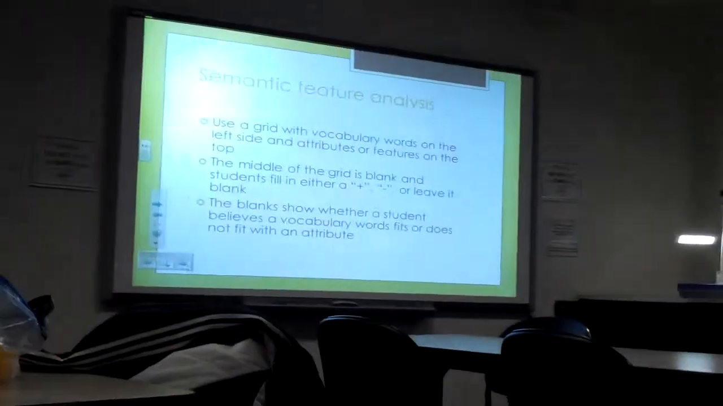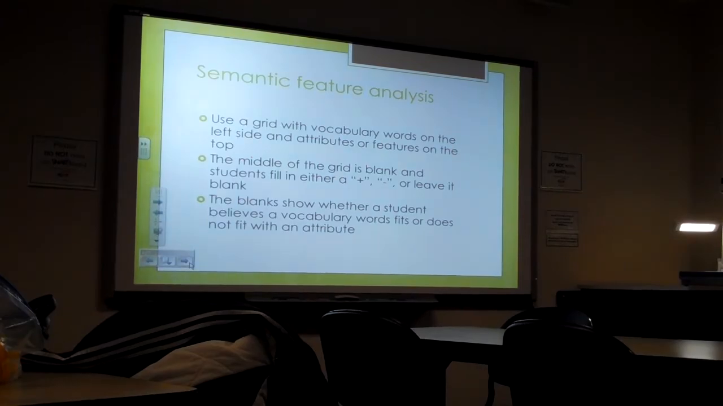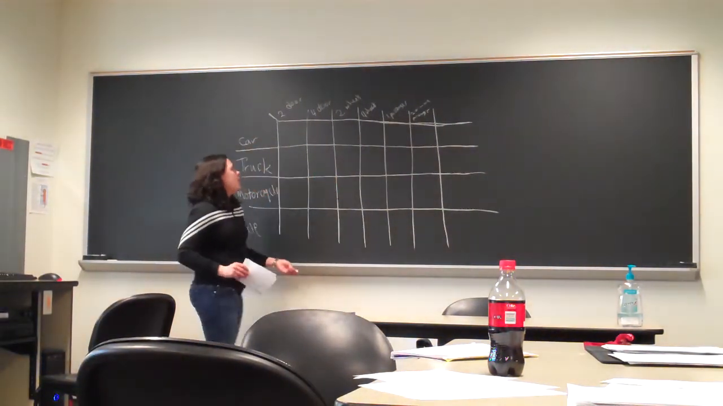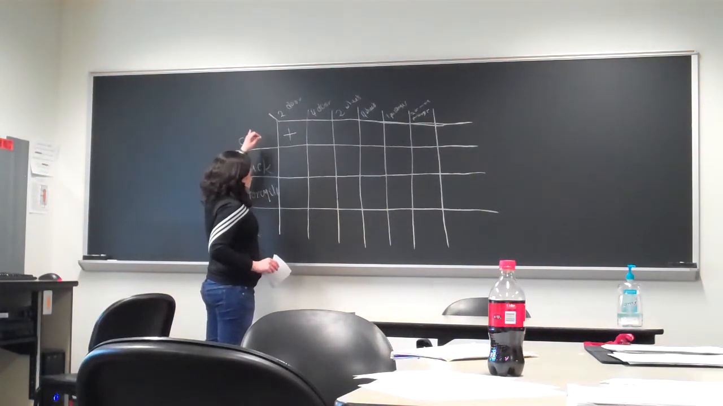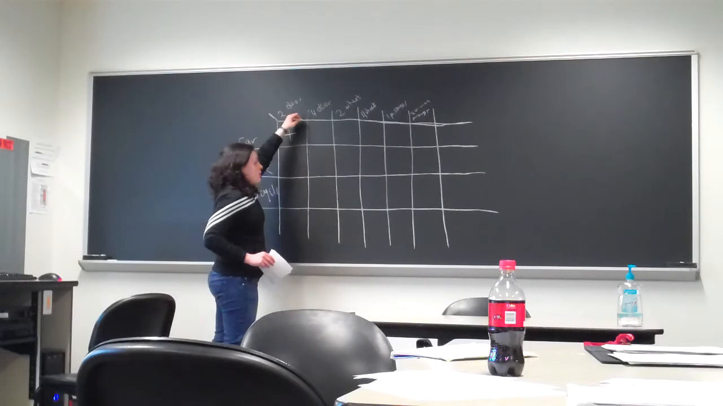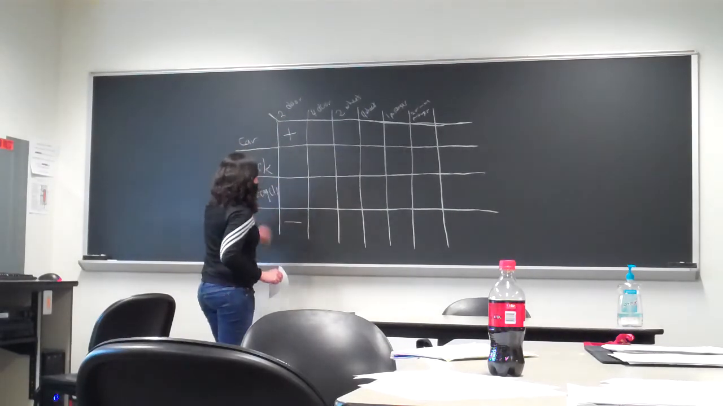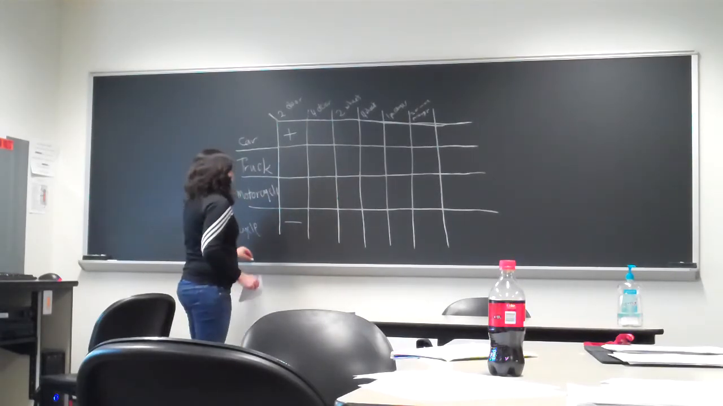Okay, so the middle of the grid is totally blank when you start with your students. And then as they begin to fill it out, you put a plus if the word and the feature match, and you put a minus if they do not, and if you really don't know, you just leave it blank.